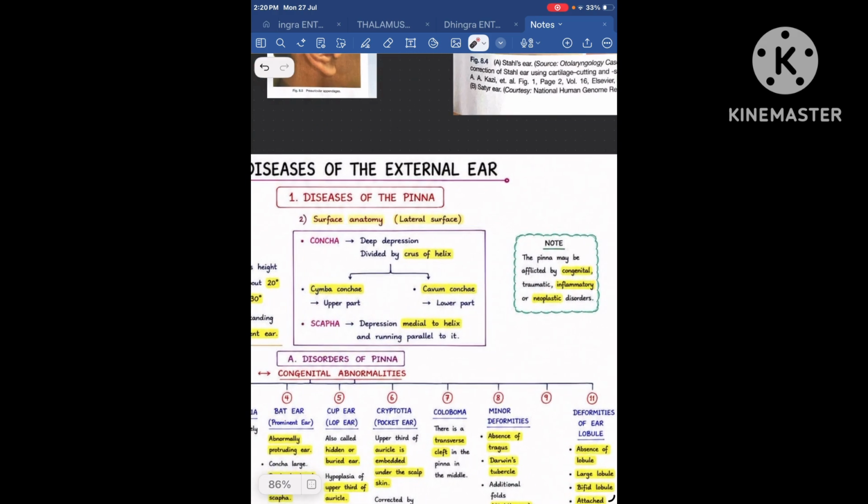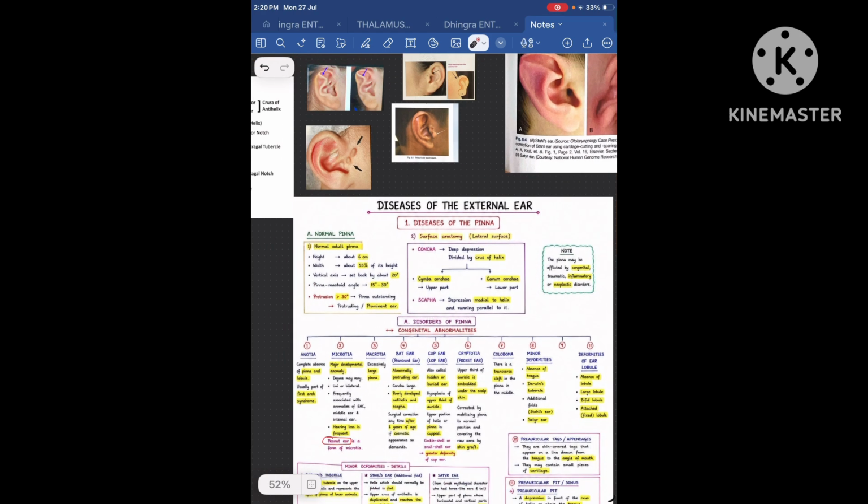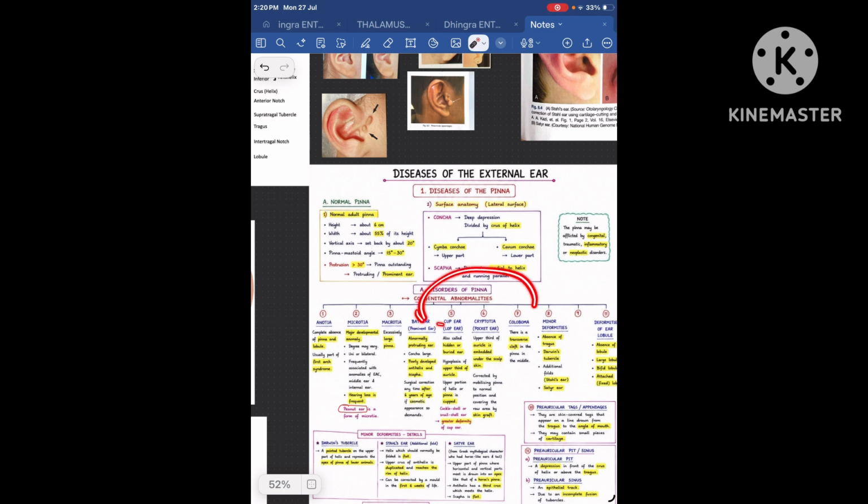Pinna, basically now diseases of pinna. Pinna problems are basically divided into congenital problems, traumatic problems, inflammatory problems, or neoplastic disorders. So we have divided it like this. So first of all, let's talk about the congenital deformities.